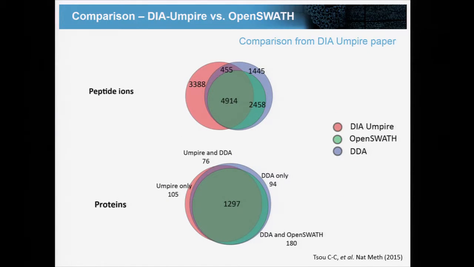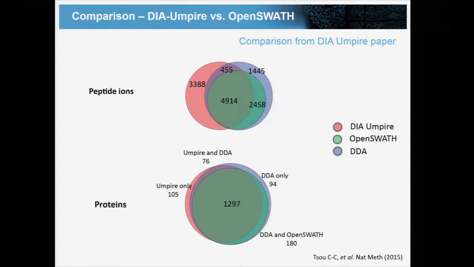These are a few results from Alexei's paper. They did a direct comparison of DIA Umpire with OpenSWATH and with DDA, at the peptide ion level and at the protein level. In their comparison, they found DIA Umpire performed very well, a little better than OpenSWATH, and DDA was somewhere in the middle. At the protein level, the results were actually very similar.